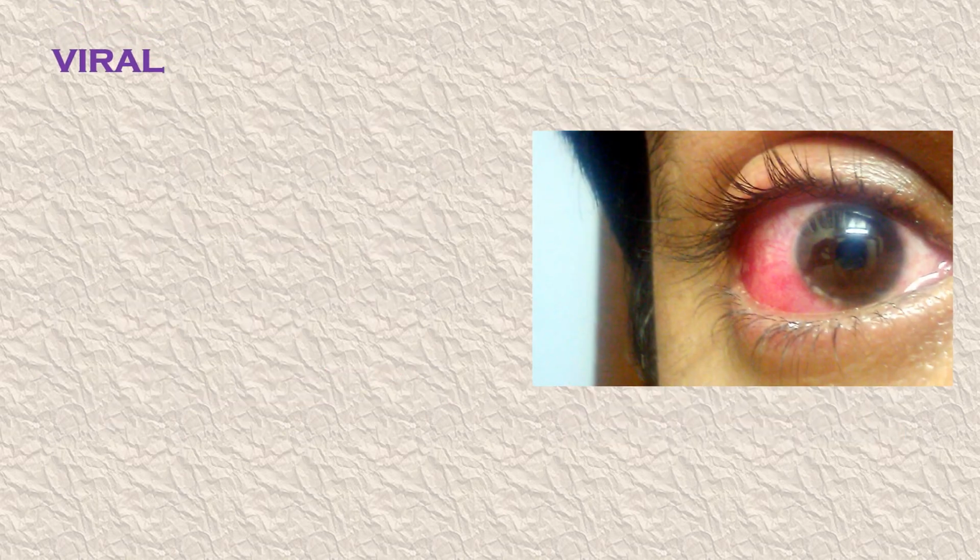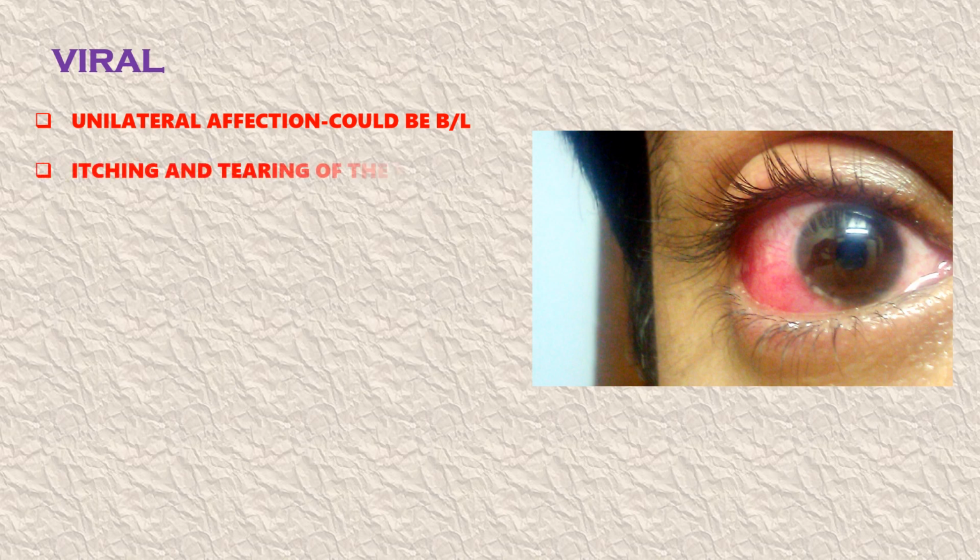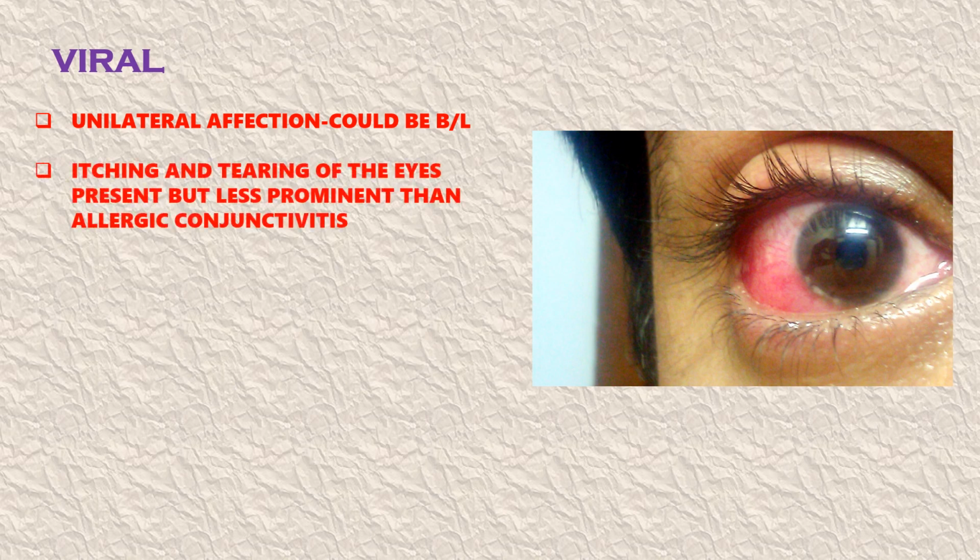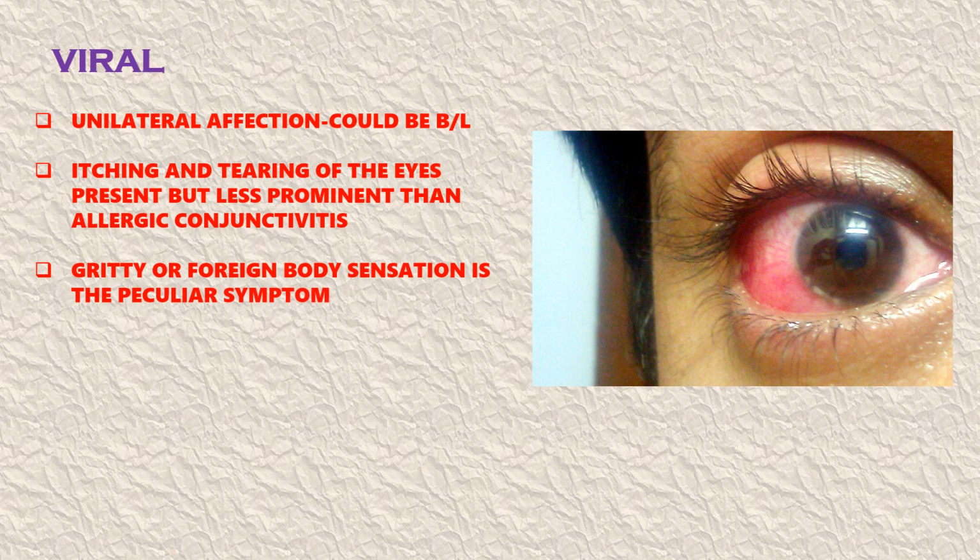Now let us go through the signs and symptoms of viral conjunctivitis. Again, the affection could be unilateral or bilateral, as we saw in bacterial conjunctivitis. Itching and tearing of the eyes may be present but less prominent than what we see in allergic conjunctivitis. Gritty or foreign body sensation in the eye is a hallmark symptom of viral conjunctivitis.